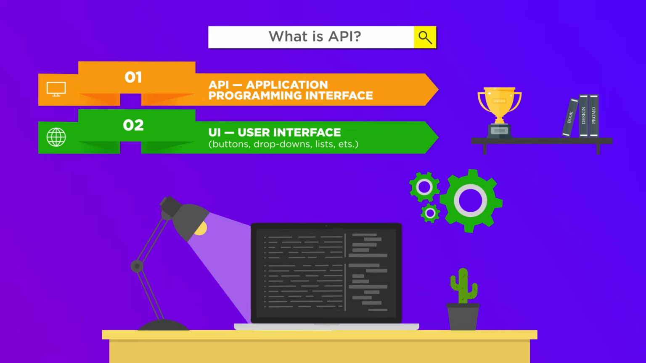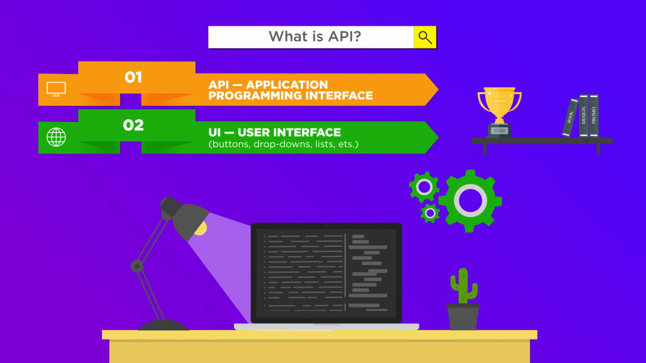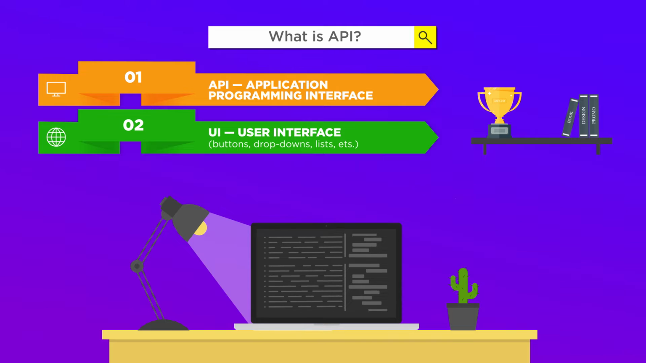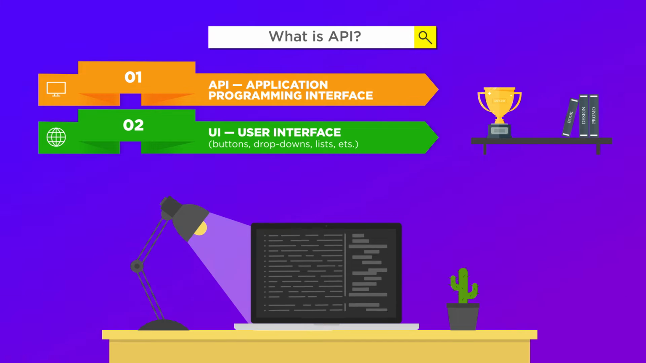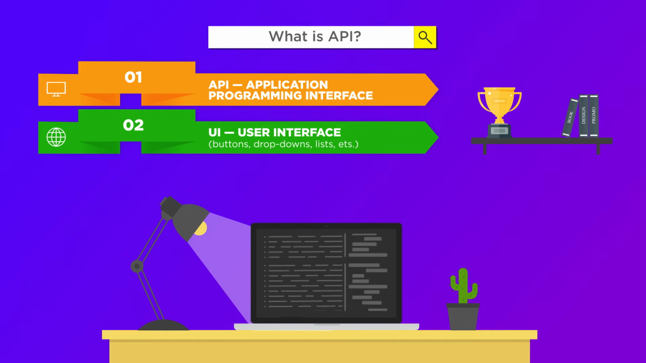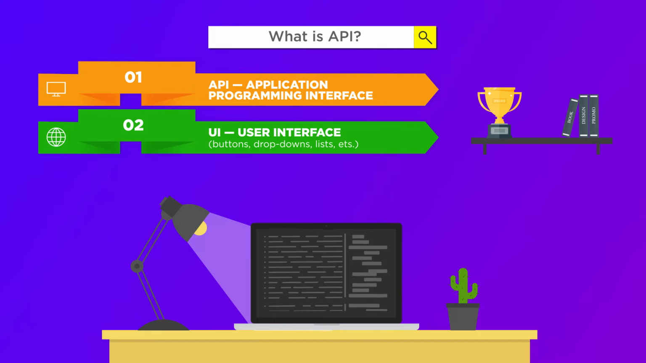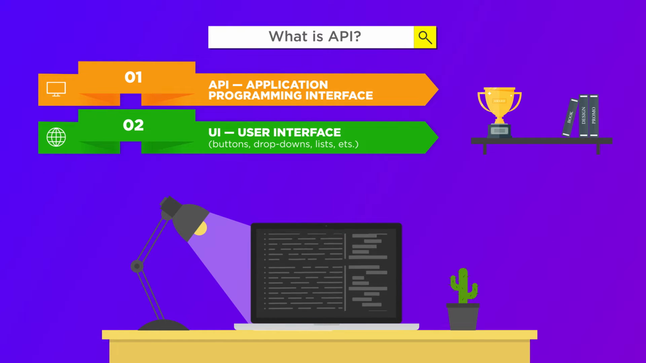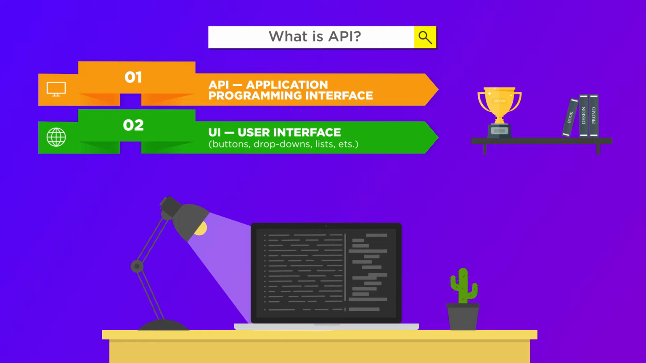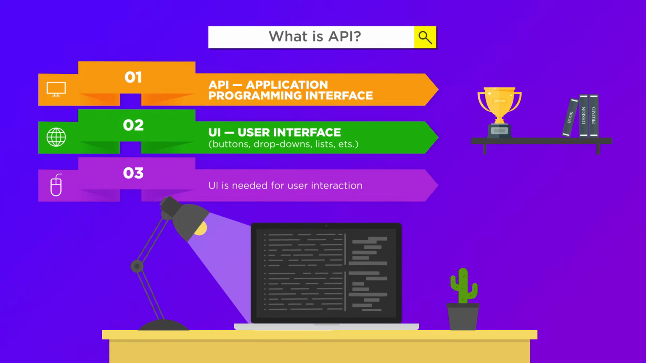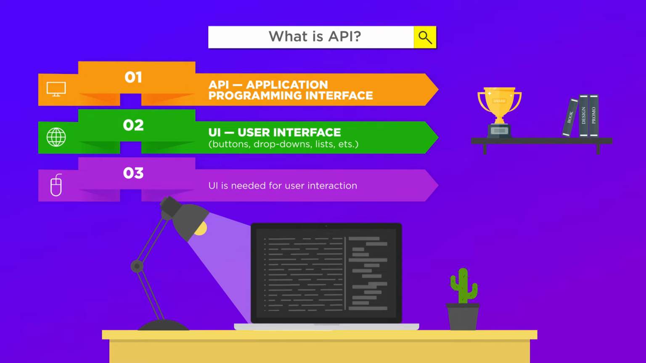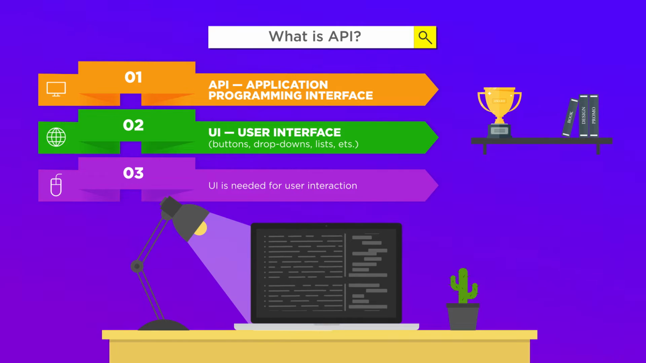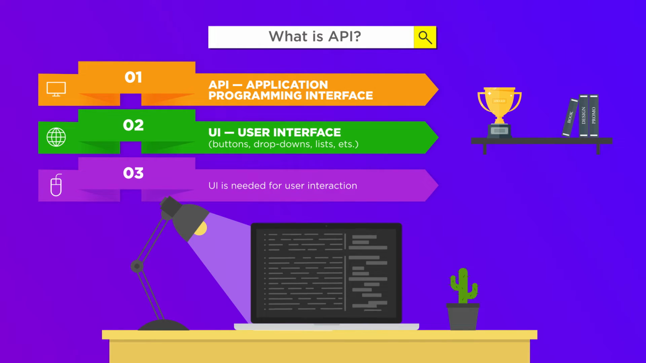For example, a button, or drop-down menu, or a list are parts of a user interface of a web application. You can click, select different options, or change their sizes with the help of your computer mouse or keyboard. So you, as an end user, have access to the elements of UI and can interact with them in different ways.